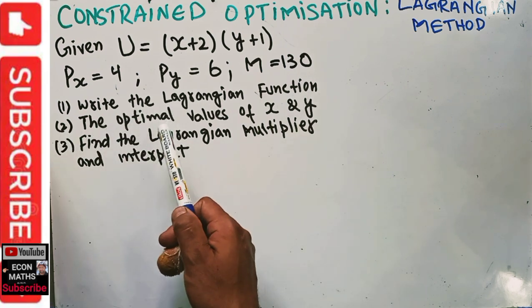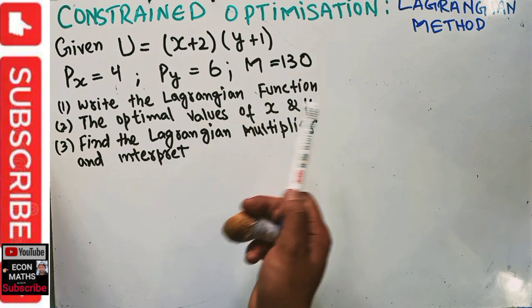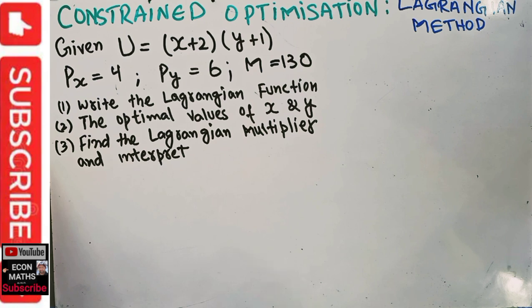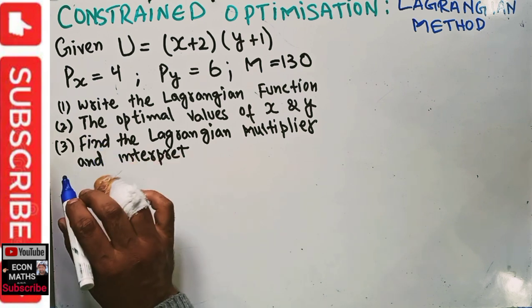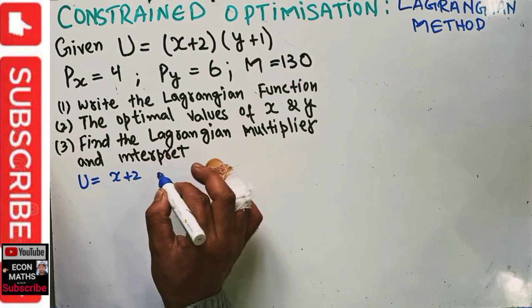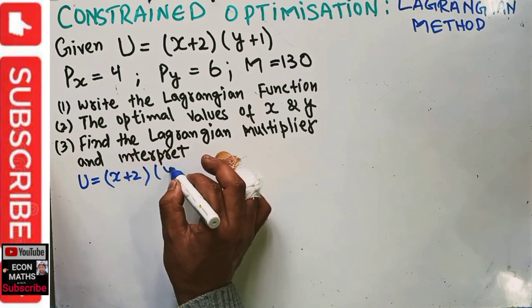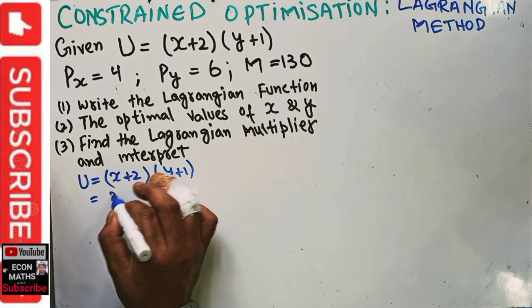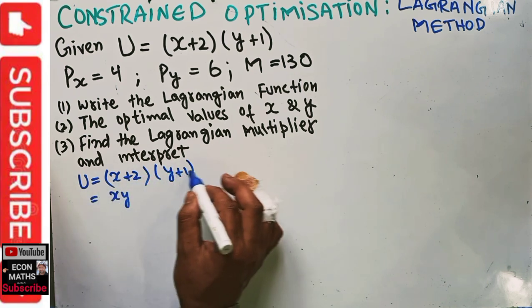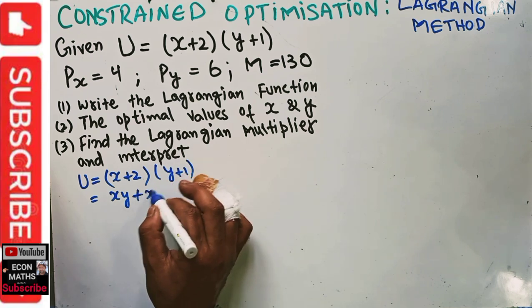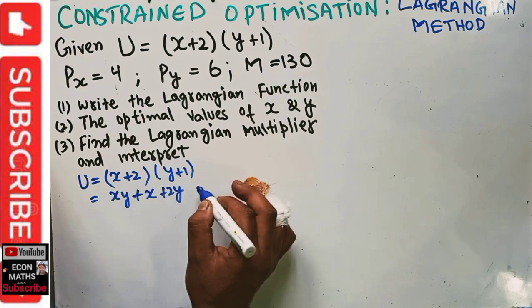Then we need to find the optimal values of goods x and y and the Lagrangian multiplier, and we need to interpret it. Okay, so let's write. We are given the utility function u = (x + 2)(y + 1). We can rewrite it by multiplying x to each of the terms here, so we have xy + x + 2y + 2.